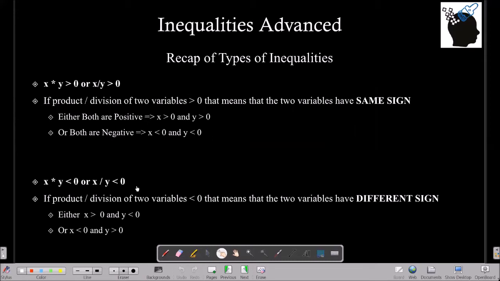The third and fourth type where x into y is less than 0 or x divided by y is less than 0. That means both of them have different signs. So either x is positive and y is negative or x is negative and y is positive. So with this, let's start learning how to solve the inequality problems.